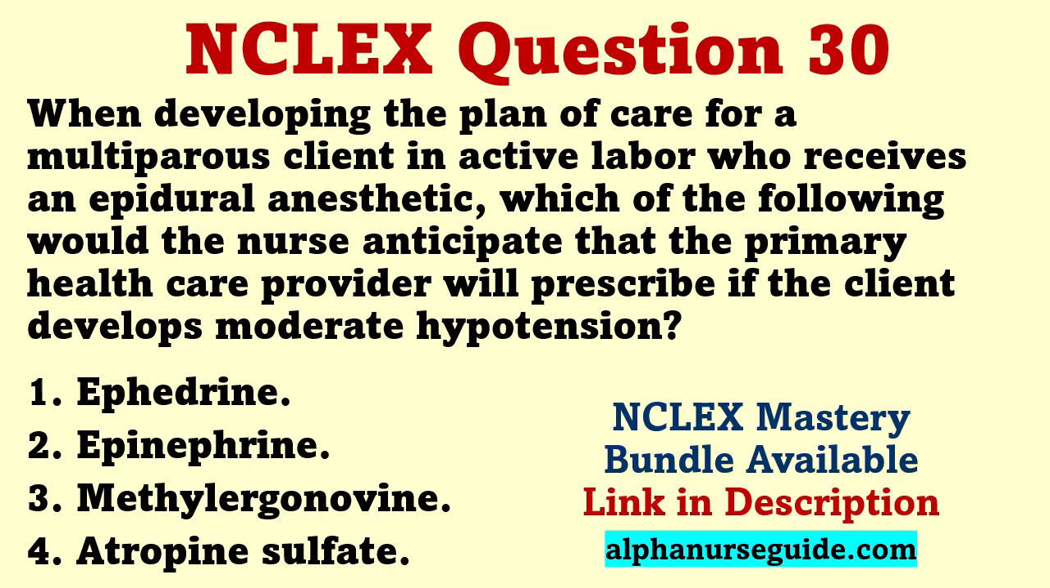The correct answer is 1. The drug of choice when hypotension occurs as a result of epidural anesthesia is ephedrine sulfate because it provides a quick reversal of the vasodilator effects of the anesthesia. Epinephrine is typically used to treat anaphylactic shock. Methylergonovine is a vasoconstrictor that is used for severe postpartum hemorrhage. Atropine sulfate is used to dry the oral and respiratory secretions and may be used during operative procedures.